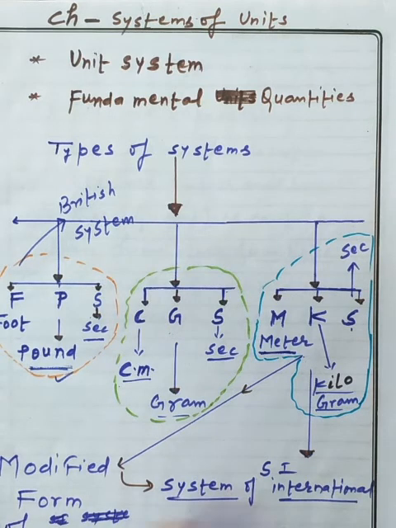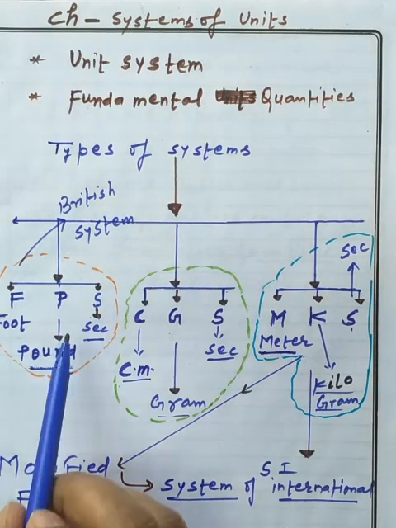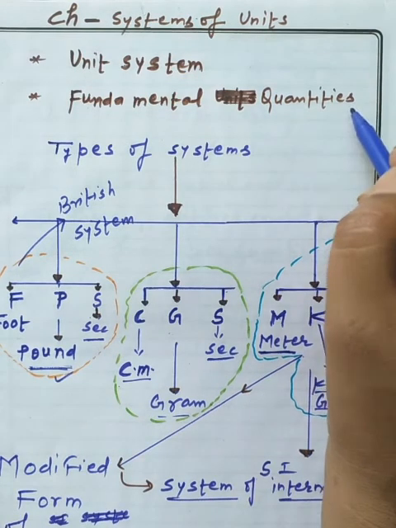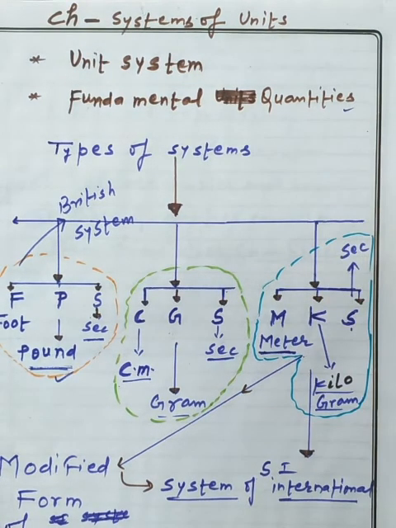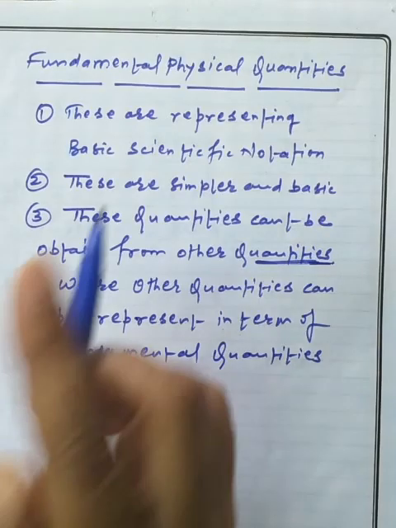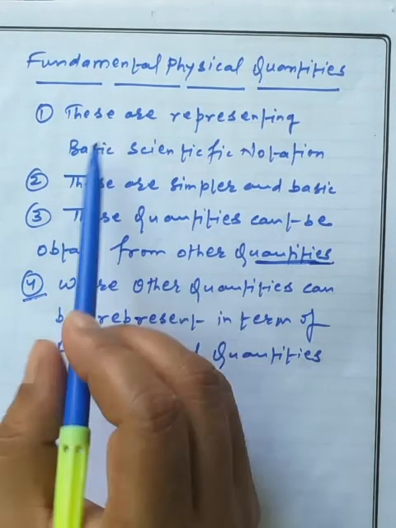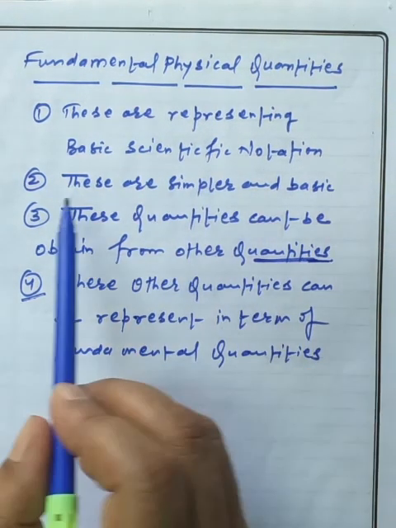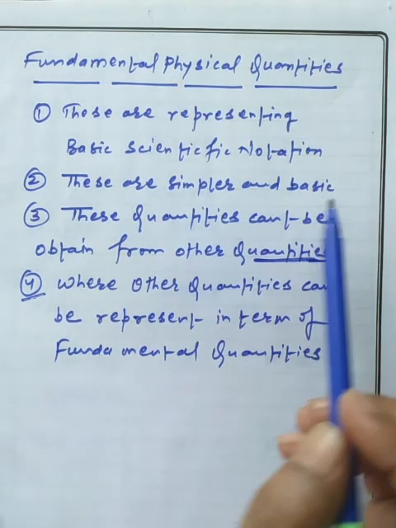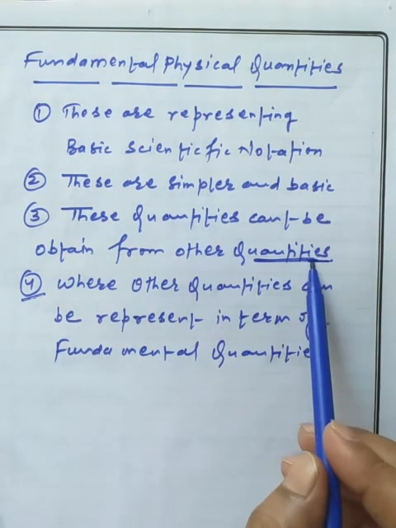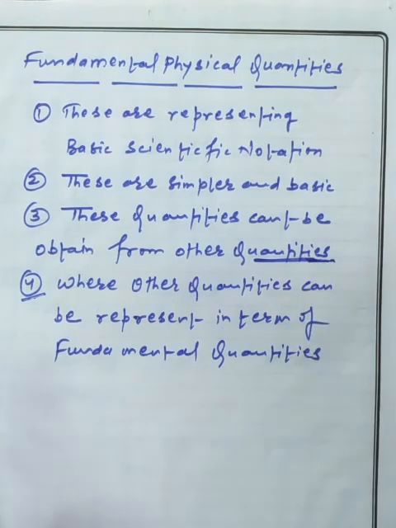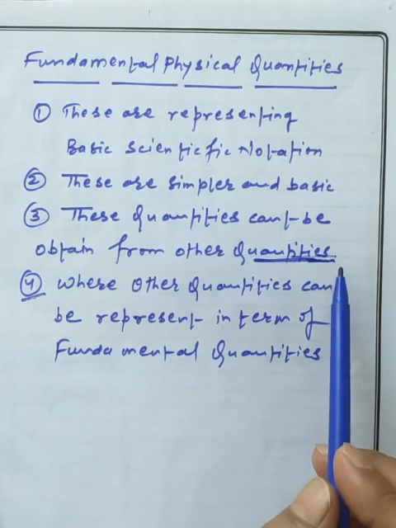So the next topic is fundamental physical quantities. Besides these three, there are some other fundamental physical quantities. Why do we say these are fundamental physical quantities? Because they have the following properties. They represent basic scientific notions. They are simpler, basic quantities. These quantities can't be obtained from other quantities, and their unit can't be changed in the system. We always have to use the same kind of unit for them.